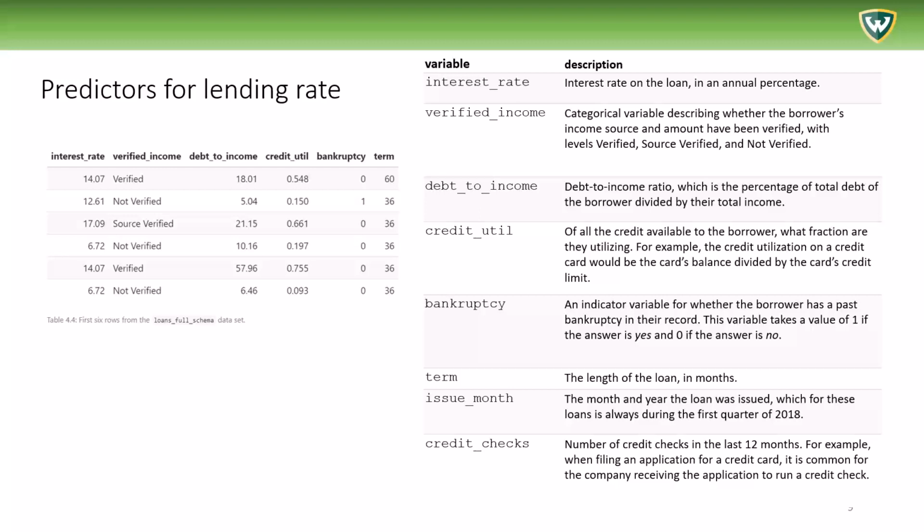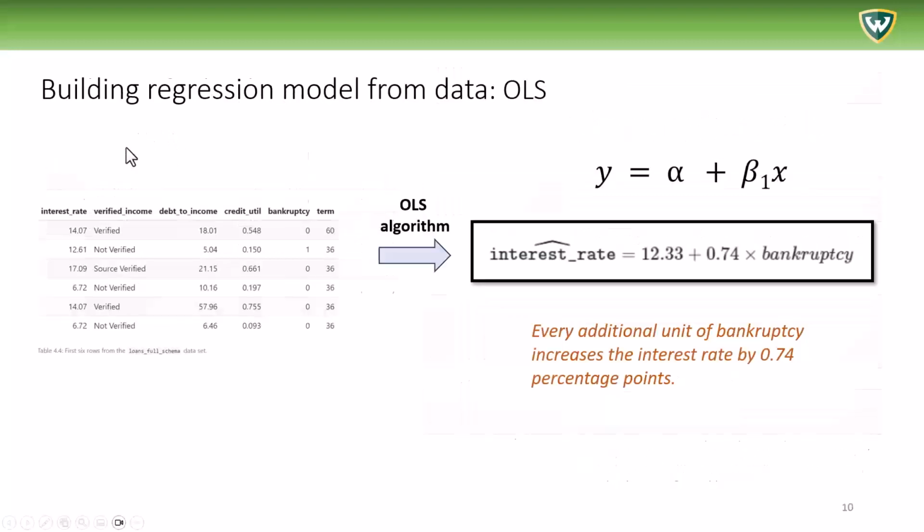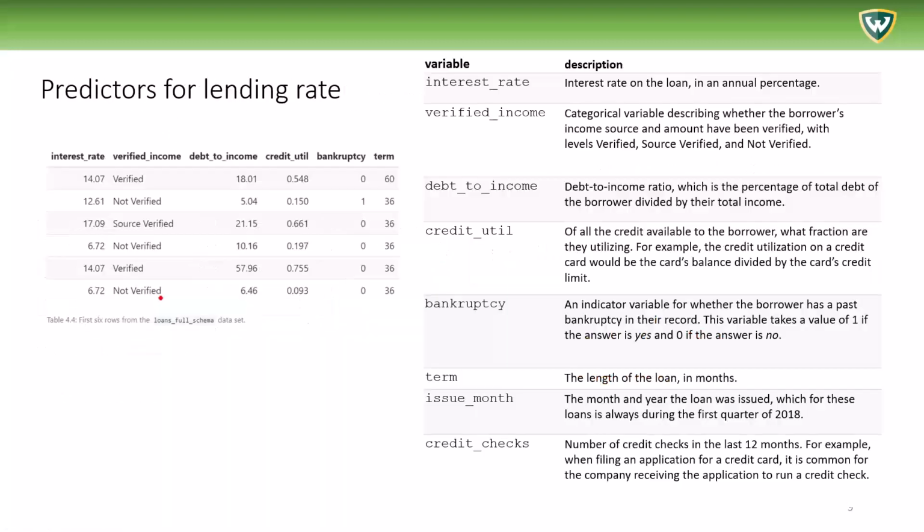So predictors for lending rate or interest rate are predictors for our linear regression model. Remember that we can have different data types for predictors, both numeric and categorical. Here we have some categorical data, like the categories where income is either verified or not verified, and then we have some continuous data. We also have some binary data. This can be a predictor. In this case, we're going to see if bankruptcy can explain the level of interest rate.